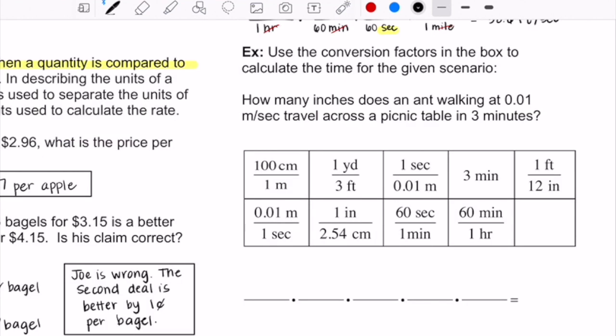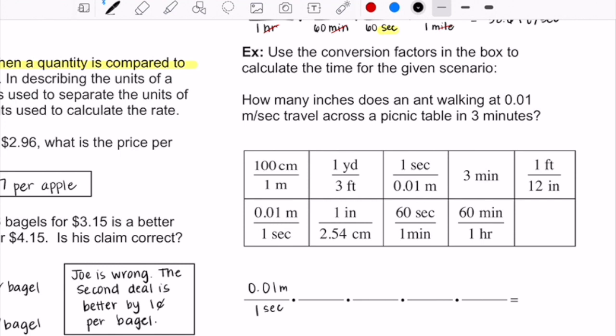All right, in this next example, it's asking you to do the same thing. It just looks a little bit different. The information for each of the conversion factors is given to you in this chart. So you always start with the rate that's given to you and then see what you're trying to convert it into. We're trying to convert it into inches. So I'll need to convert meters into inches. Also trying to convert seconds into minutes. So we'll want to make sure that we create that conversion as well.